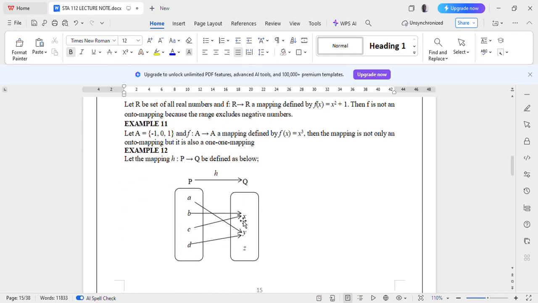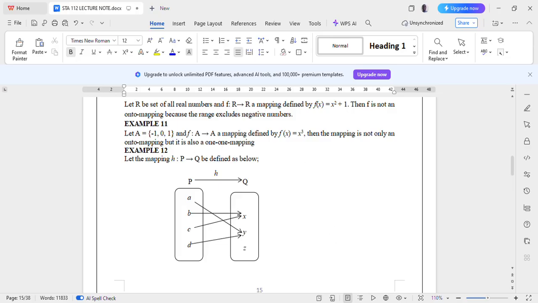So let's look at example 12. Oh, look at this example now. A is the set of numbers minus 1, 0, and 1, and we have the function y equals x raised to the power 3. Then the mapping is not only an onto mapping, but it's also a one-to-one mapping.